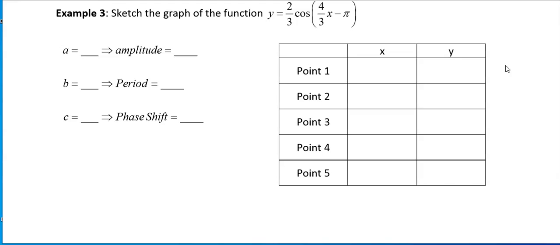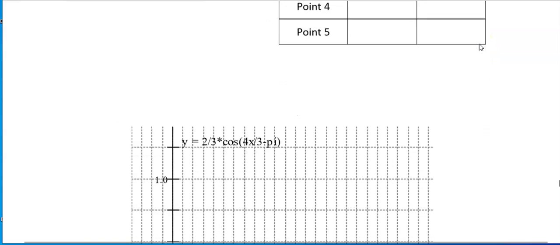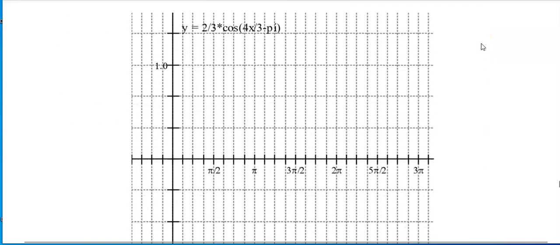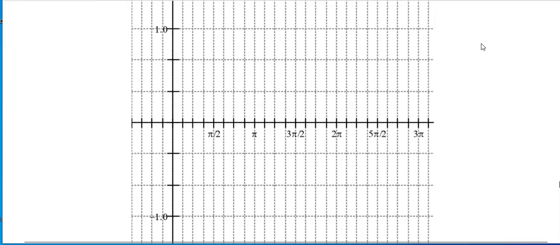Here's example number 3, and this is on page 28. So let's try this one, shall we? Let's try page 28. Now again, I've got a real problem with the scaling that they've once again used here on your graph, because you can see here's 0. Here's pi over 2, and here's pi.